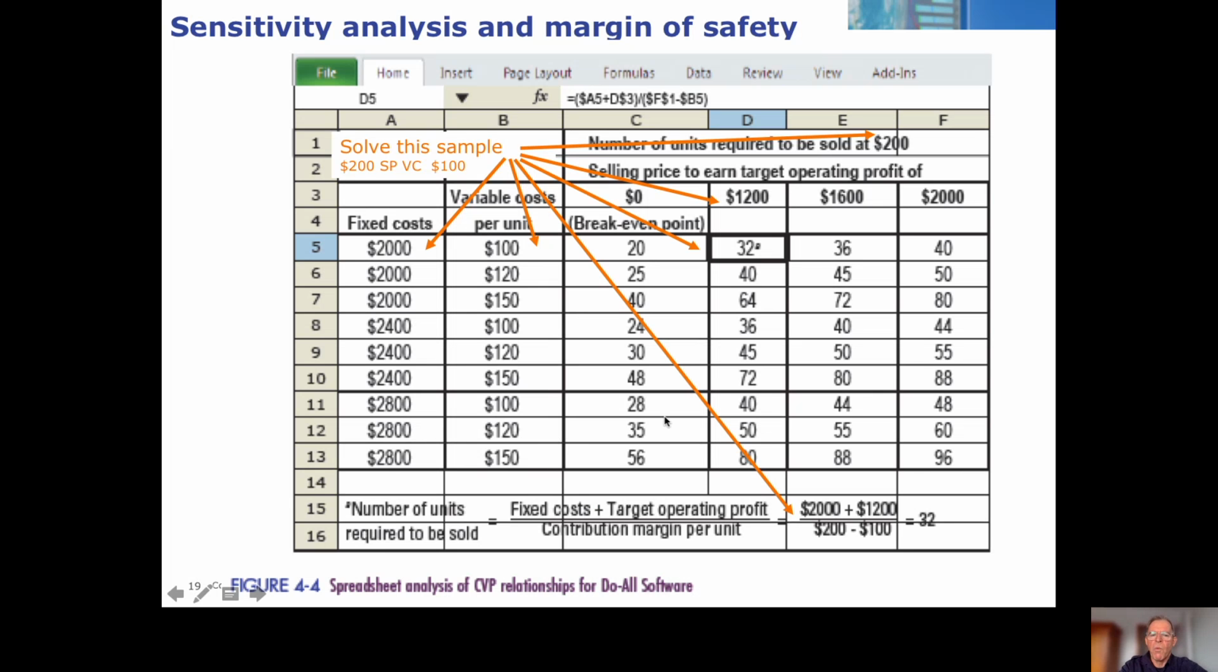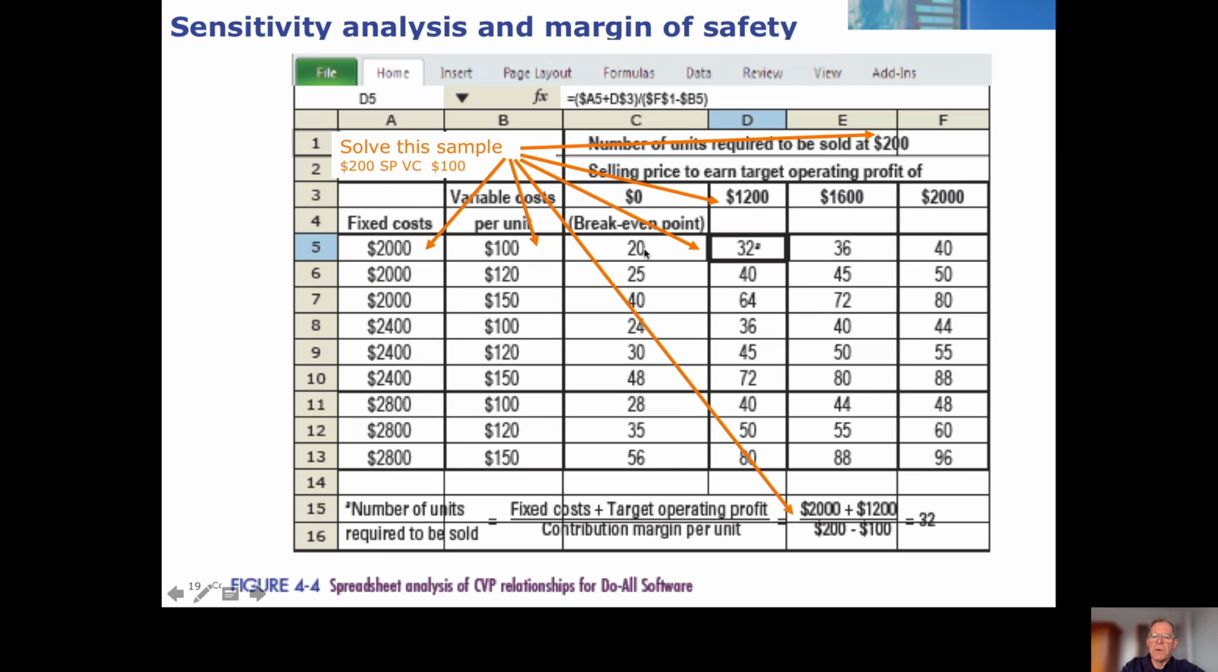We'll just work one out now. We'll solve the sample assuming the selling price is $200, and yes, we would like to make a $1,200 profit, and fixed costs are $2,000. And what if variable costs are $100? Let's plug these variables into the equation you just saw a couple of moments ago and see if we can get the quantity required to generate that profit of $1,200.